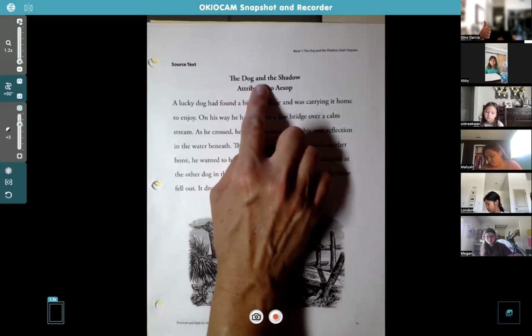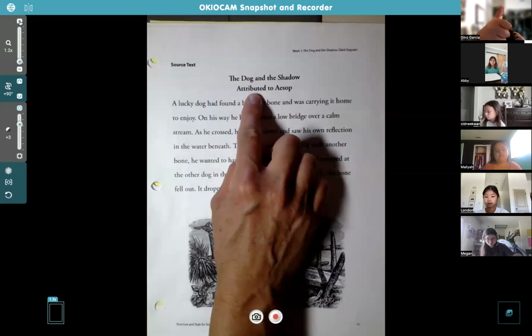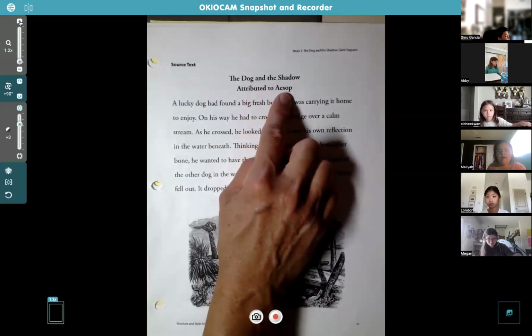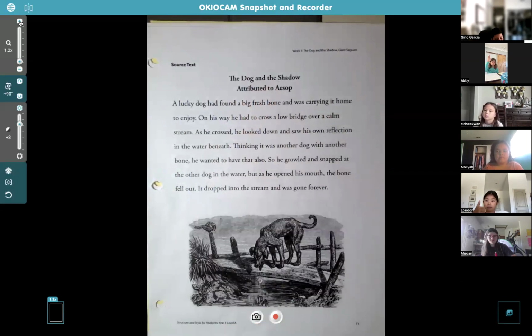So it says the dog in the shadow, and then right underneath that at the top, it says attributed to Aesop. That means it's a fable. Have you ever heard of Aesop's fables before? That's okay. Oh, Abby has. Good. Okay. So Aesop fables are made up stories. They usually have animals in them. And the stories always have a lesson that you can learn.